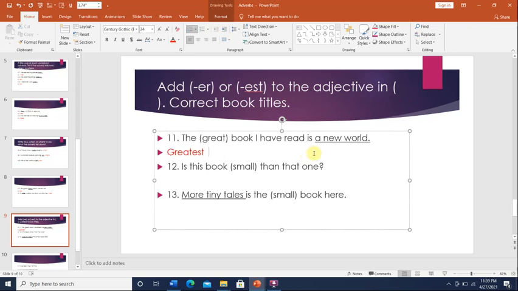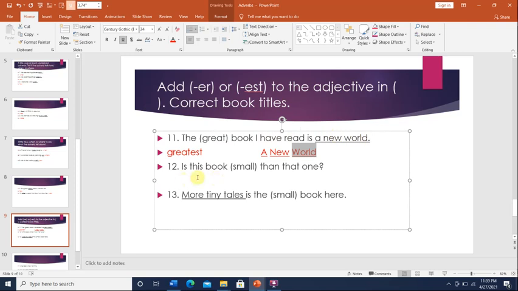How will I write the book title? The first word must be capital, so it would be capital A, and the important words, we will capitalize the first letter. A New World. And we have to underline the book title. So the sentence should be, the greatest book I have read is A New World.